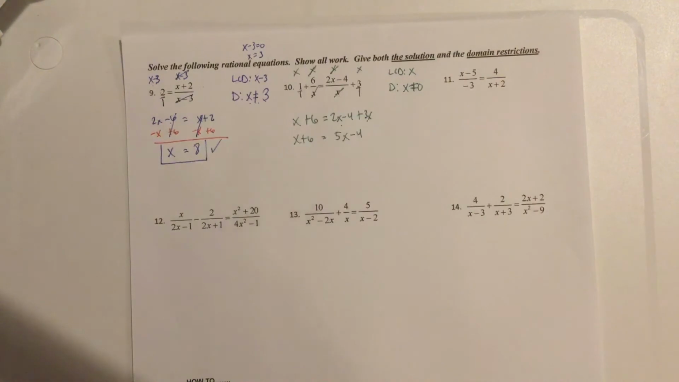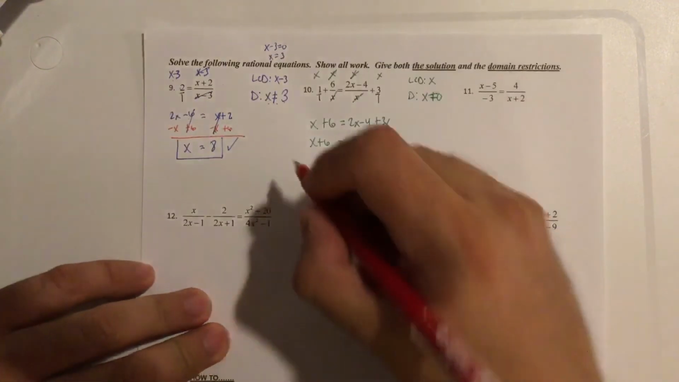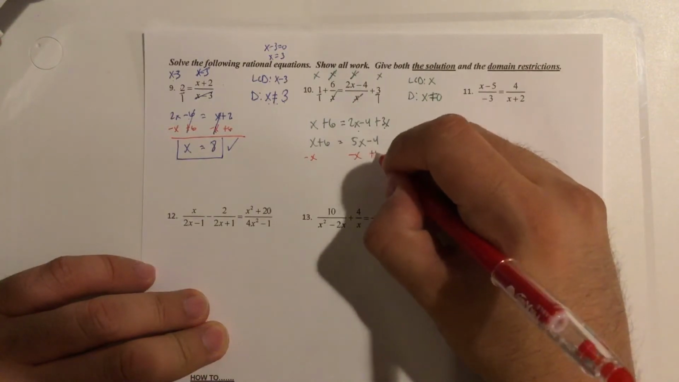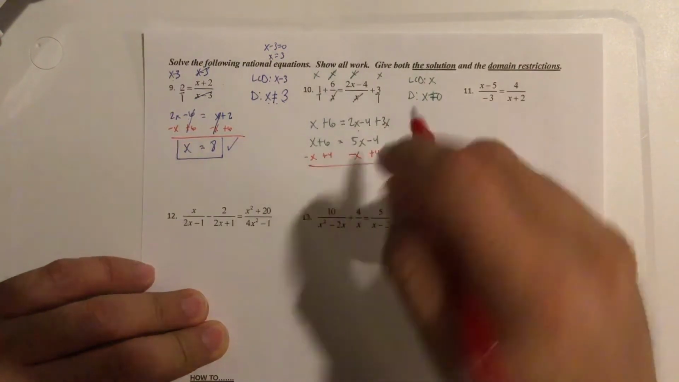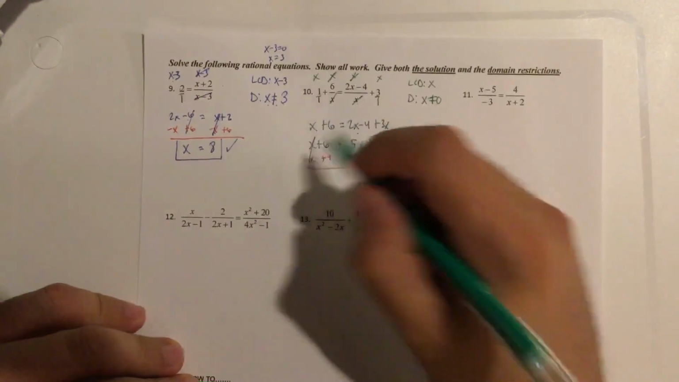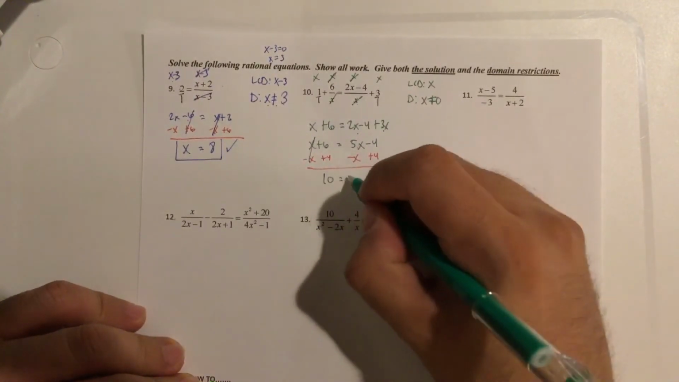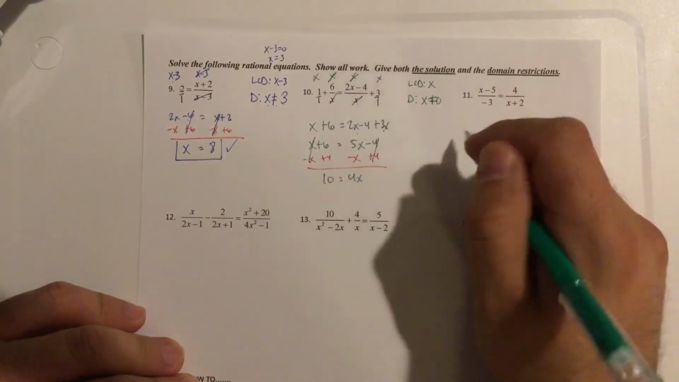Now for me, I like to keep my x's positive. It really doesn't matter. So I'm going to subtract the x from the 5x. And at the same time, to isolate x, I'm going to add 4 to the other side. So x minus x does cancel. 6 plus 4 is 10. 5x minus 1x is 4x. And negative 4 plus 4 cancels.